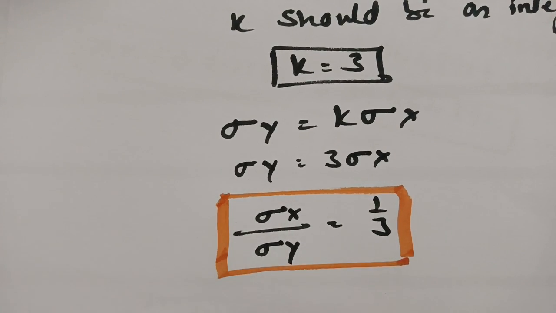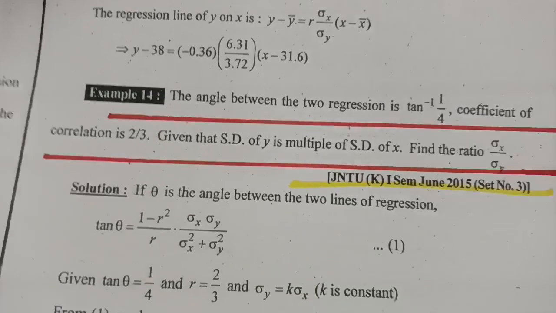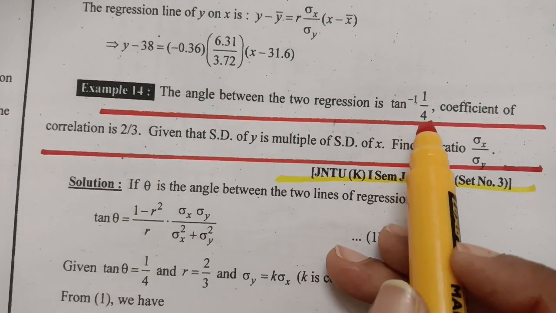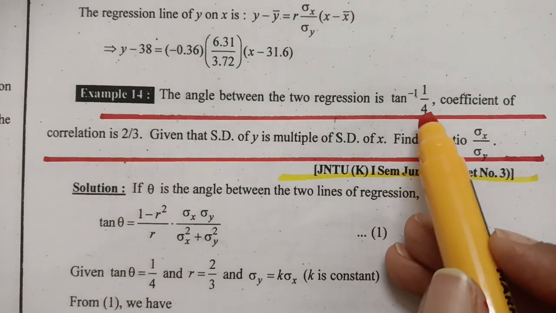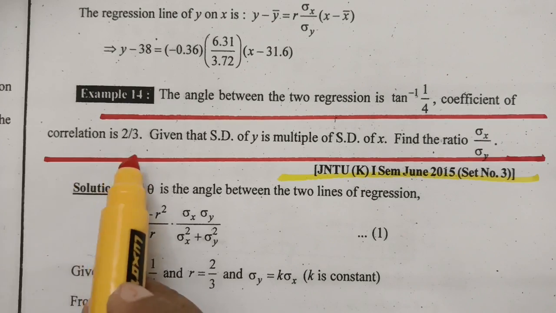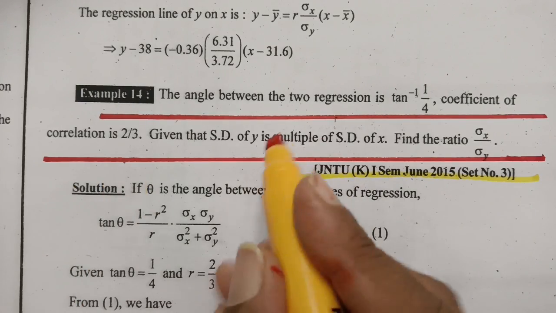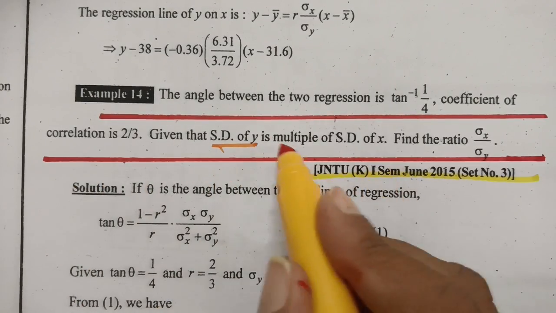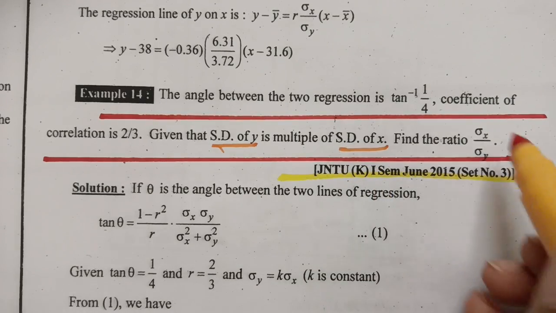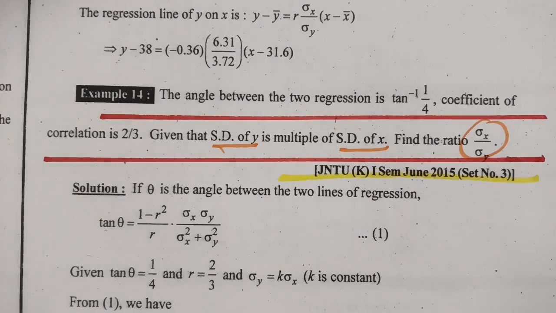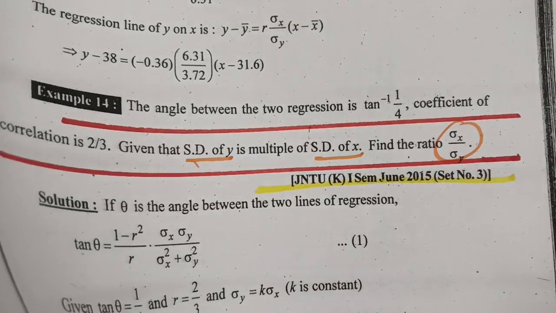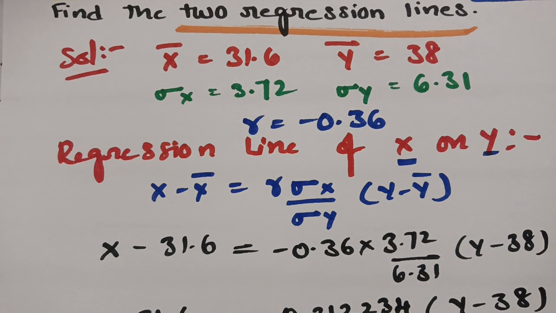So this is how we have to solve. So the question here is so simple that the angle between the two regression lines is given as tan inverse of 1 by 4, and the correlation coefficient r is given as 2 by 3, and here it is given that standard deviation of y is a multiple of standard deviation of x, and we need the ratio, that is sigma x by sigma y. So here all the values are ready, and k value is also very clear here, and this is how we have to solve.